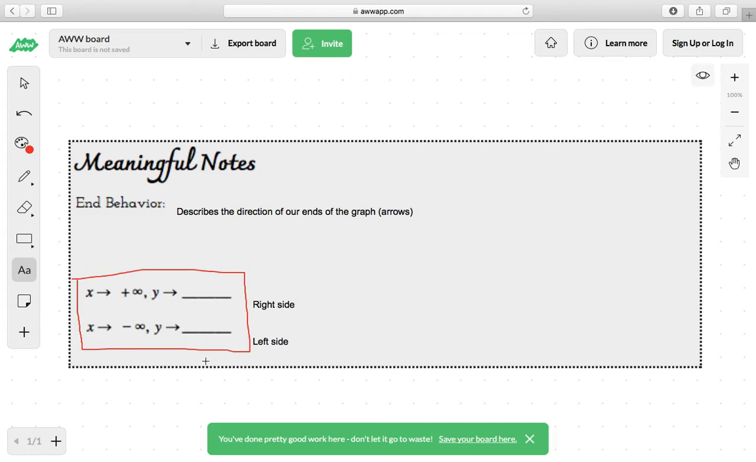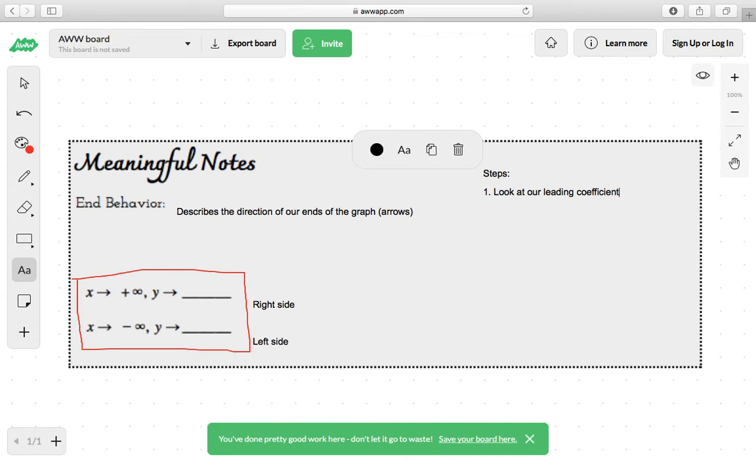Okay, so this is something you'll always be given, but we need to know how to fill in these blanks. So to fill in the blanks, we need to look at two things. We have two steps that we need to follow. So over here, we're going to do our different steps. So the first thing that we need to look at is our leading coefficient.